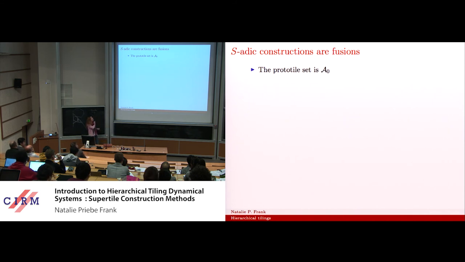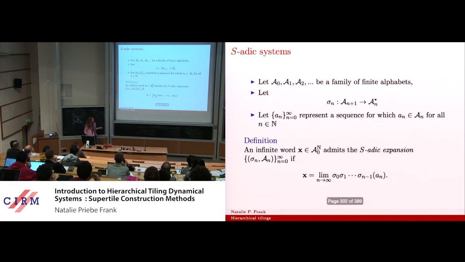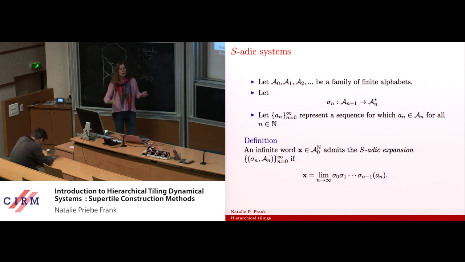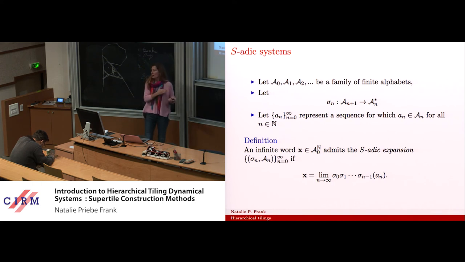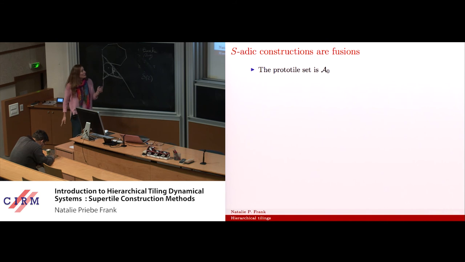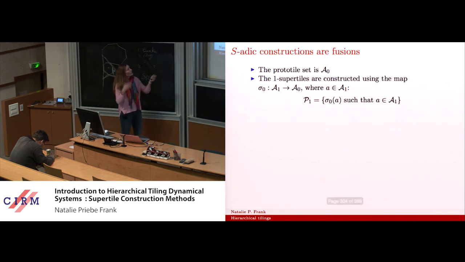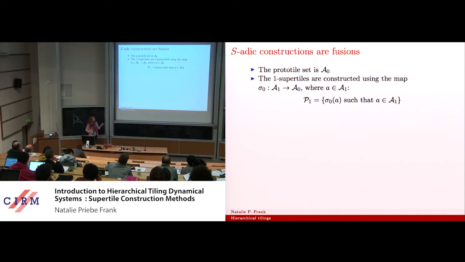So the prototile set is A0. When you're done with this whole string of substitutions, the last one you apply is sigma-naught, and that takes your A1 alphabet to your A0 alphabet. So for sure, X is a sequence on A0. Your prototile set is going to be A naught. The one supertiles are just whatever your substitution said it should be: patches of A naught tiles prescribed by your substitution.